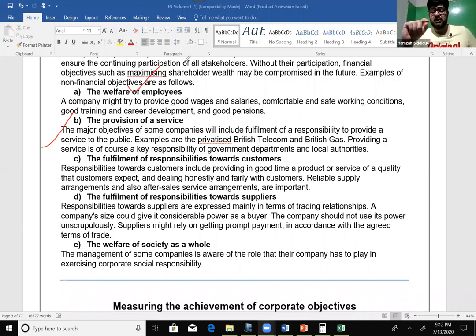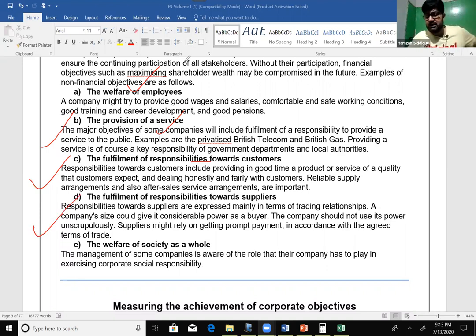Sometimes businesses are there to provide a service. For example, a water board or an electricity supply company, if they are government companies, are not there to earn profit. They are there to provide a service. Then there is the fulfillment of responsibility to customers. Yes, they are earning profit, but they want their customers to be happy and satisfied. They want good customer relations and to fulfill customers' requirements. So they provide after-sale services and an ultimate service experience.